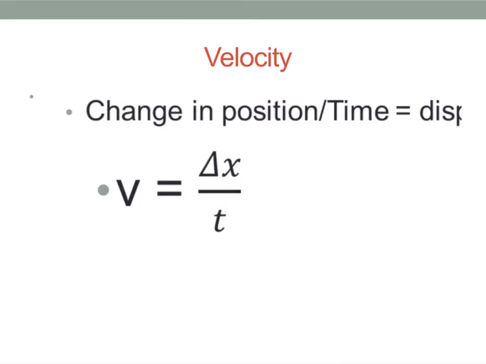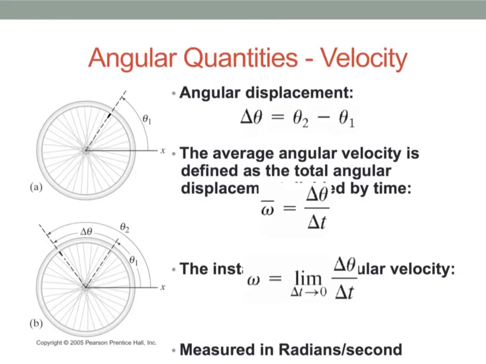Now previously we talked about velocity, and velocity was defined as the change in position over time, or the displacement over time. So v equals delta x over t. So now, because we're not looking at delta x anymore, we're looking at delta theta, the angular displacement. That means our velocity is going to be the change in position, or delta theta, over delta time. And that's going to be what we call the angular velocity. So we're going to have the Greek letter omega, which is going to symbolize angular velocity. So the units for this would be radians over a time measured in seconds. So our angular velocity is going to be measured in radians per second.